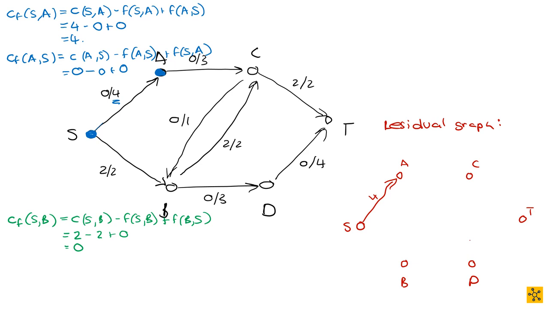Right. So then we're going to look at the residual capacity of B to S. So I'm going to have the capacity of B to S minus the flow from B to S plus the flow from S to B.